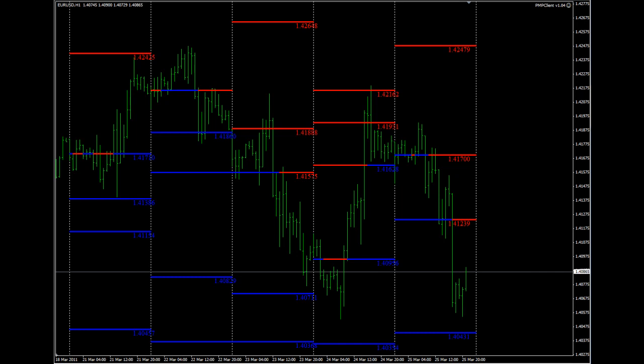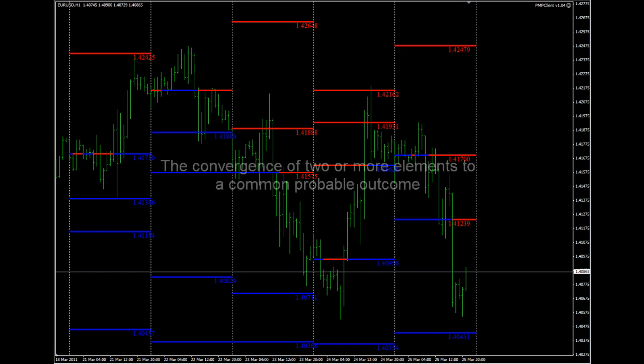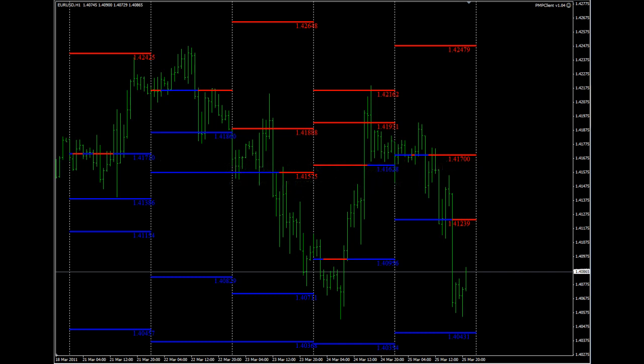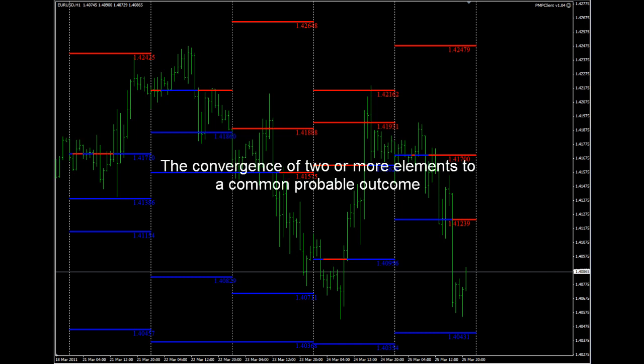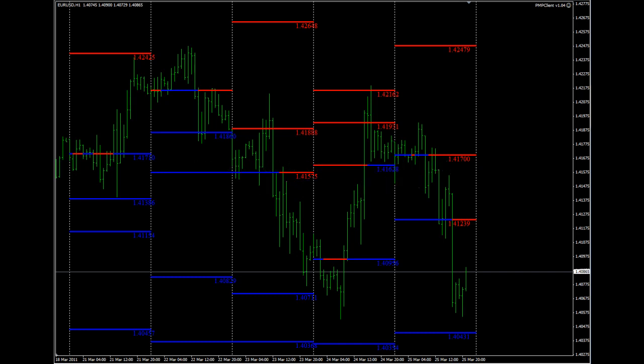The way I define confluence or clustering is the convergence of two or more elements to a common probable outcome. Let me say that again. I define confluence or clustering as the convergence of two or more elements to a common probable outcome.